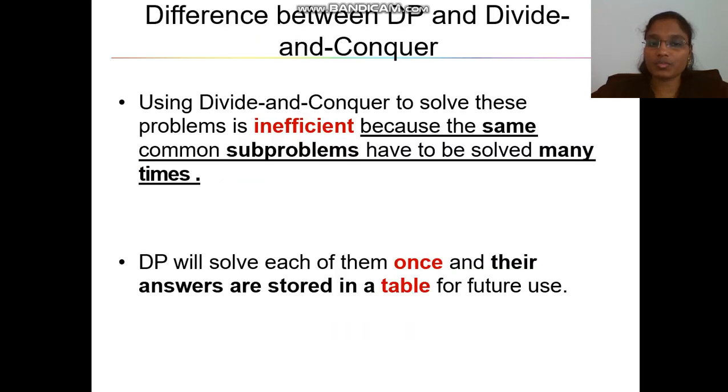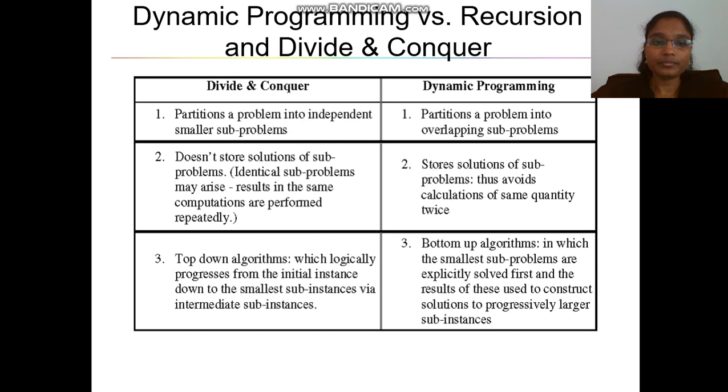So what is the difference between dynamic programming and divide and conquer? In divide and conquer, the common subproblems have to be solved many times. Though the results may be the same and the subproblem is the same, we are recursively calling it again and again and solving the same problem many times. Whereas in dynamic programming, we solve each of them once, and their answers are stored in a table for future use.